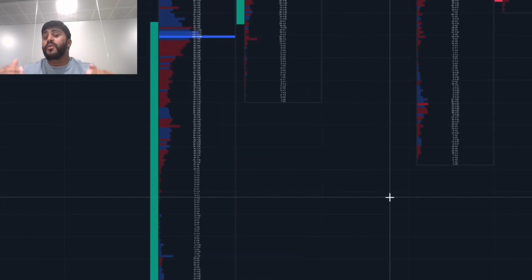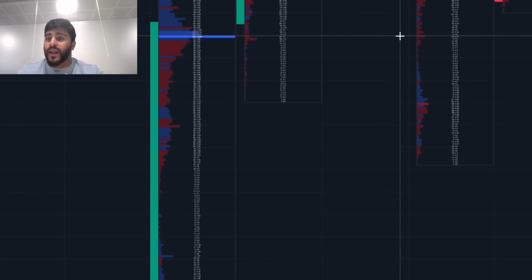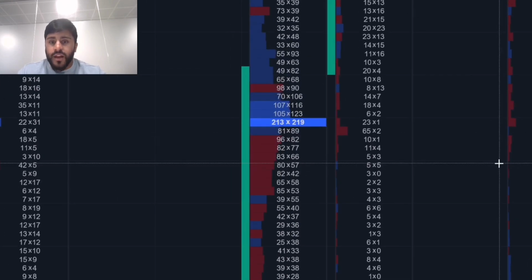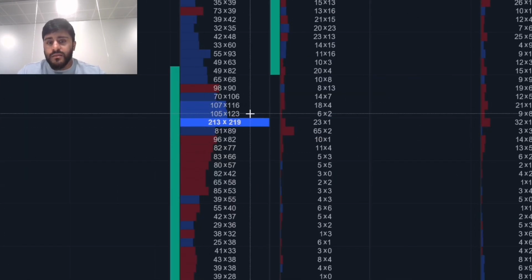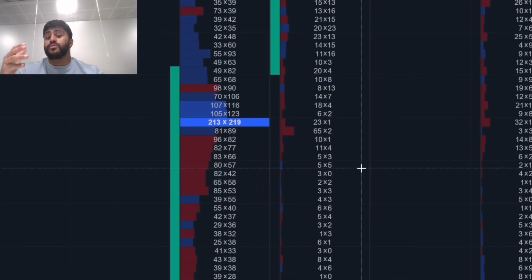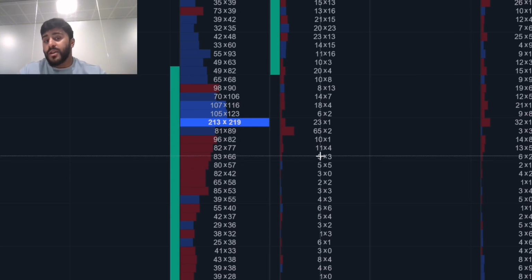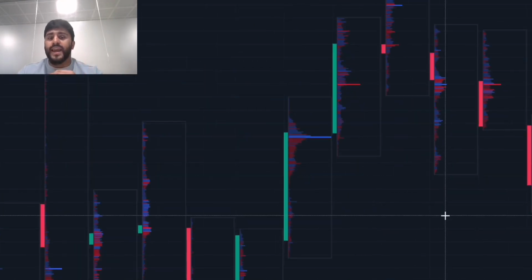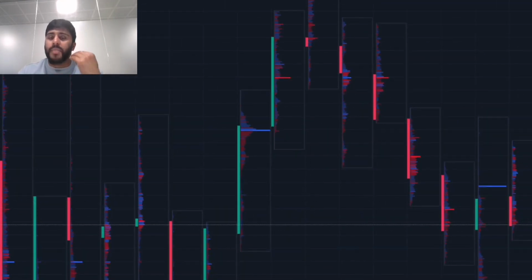This represents a very large amount of aggressive buyers entering the market on NQ. This is around 19,100. If we look here, we have 219, 213, 219, so we can see more aggressive buyers and sellers. This is the most important thing with the ATAS platform. You are using the ATAS platform to determine where buyers and sellers are not being rewarded.